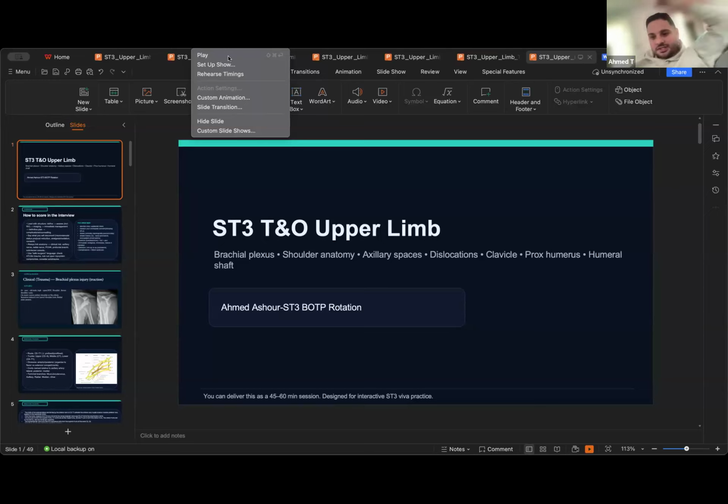So today I'll speak about some upper limb topics, basically on the shoulder. I'll ask you guys to present the X-ray first, and then we go through some questions together.